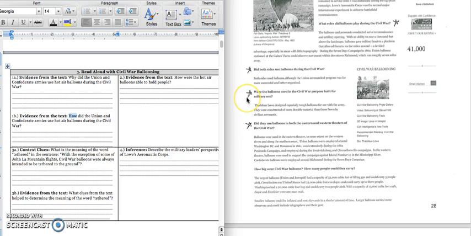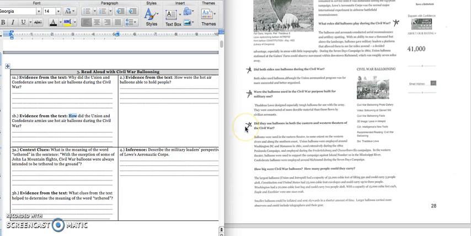Next section. Were the balloons used in the Civil War? Purpose built for military use. So this is how they used them. Thaddeus Lowe designed especially tough balloons to use with the Army. They were constructed of more durable material and also flown by civilian aeronauts. Okay, so we know they used more durable balloons. Let's keep going to collect more evidence for how did they use the balloons during the Civil War.